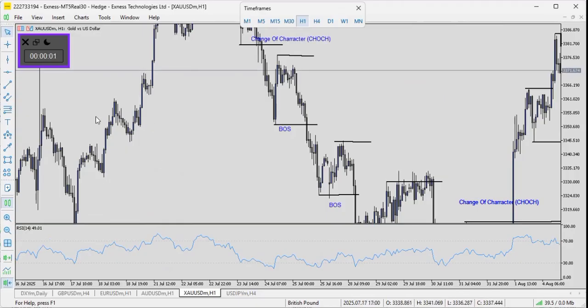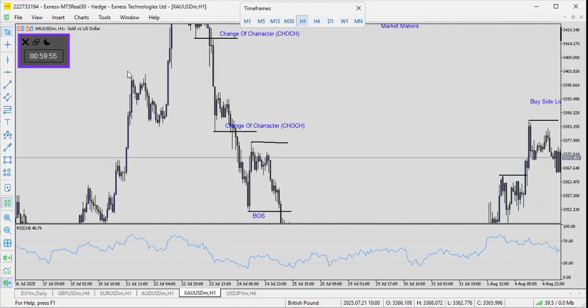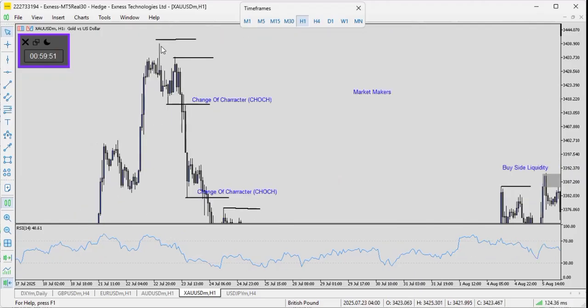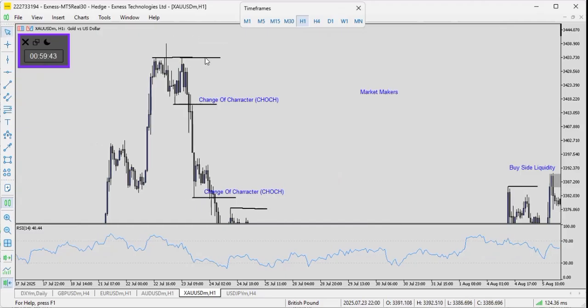This low, this low, this low, they are all support and resistance. Resistance, support. Resistance, support. Look at the resistance here. Now, look at this resistance. This is actually the resistance. Do you see the way the resistance was taken out?